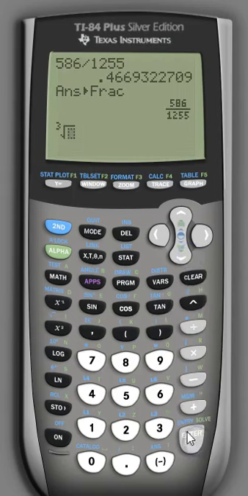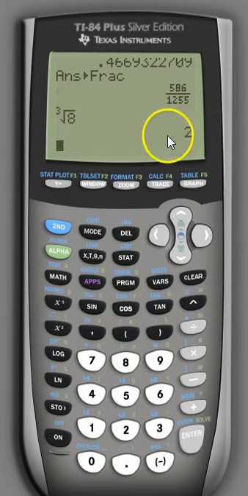The other thing you can do with math, going down here, you'll notice you have the cube root of something. So say I want the cube root of 8 and I don't know exactly what it is. Enter it and there you go.